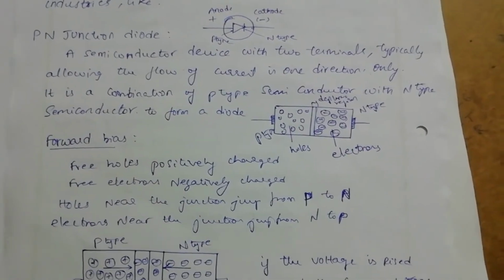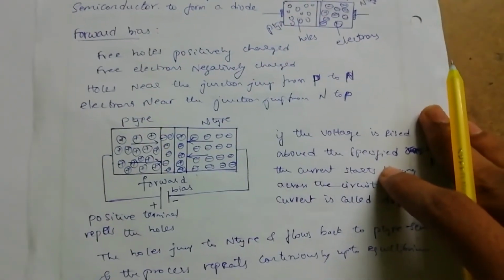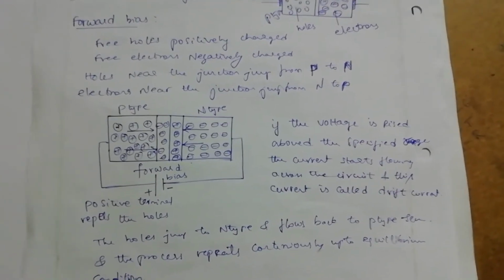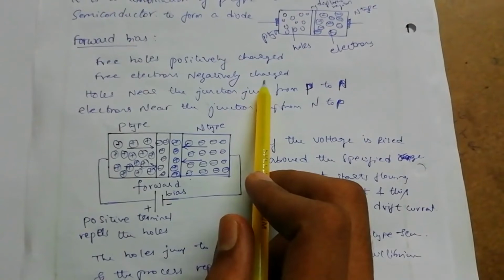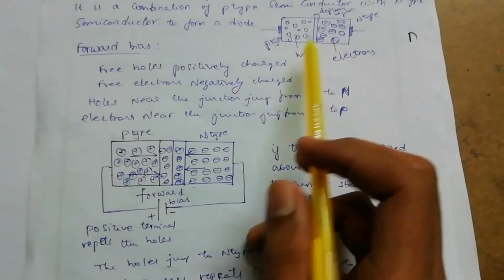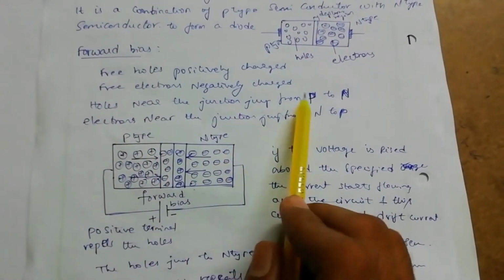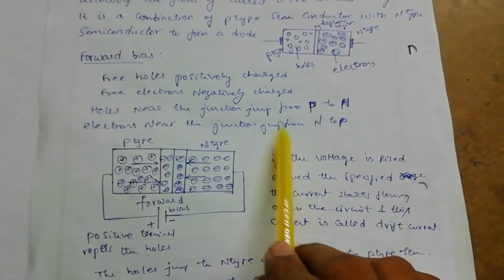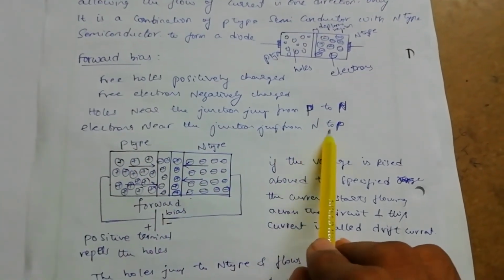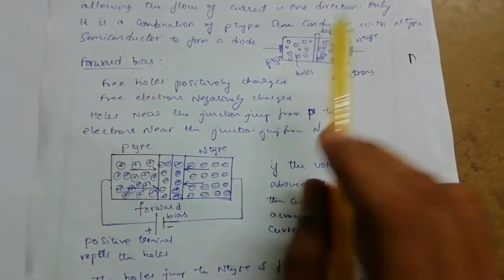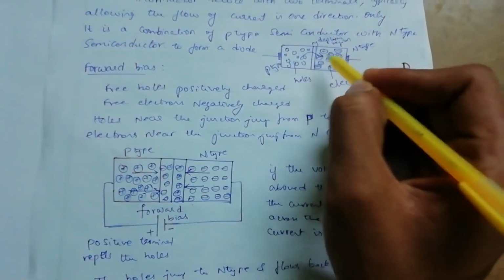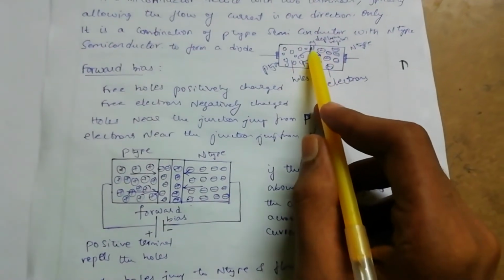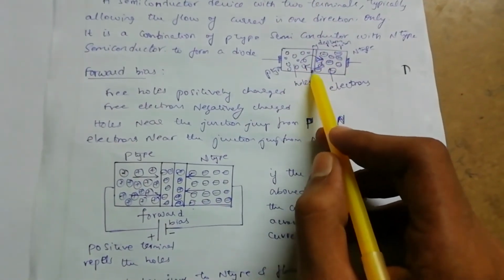Now we learn about what is forward bias and what is reverse bias. Forward bias: free holes are positively charged and free electrons are negatively charged, as shown in the figure. Holes near the junction jump from P-type to N-type, and electrons near the junction jump from N to P. So holes move from this region to this region, and electrons from this region to this region. This difference forms a region called the depletion region.